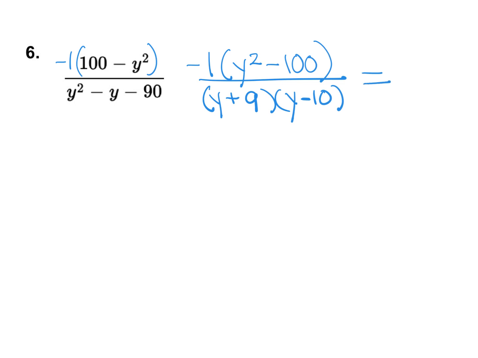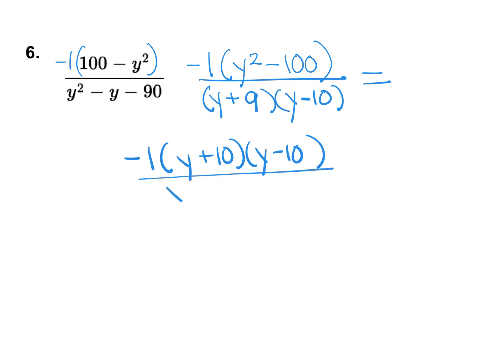All right, so let's go ahead and factor the top then. Remember, this is a square minus a square. So we have negative 1 times y plus 10 times y minus 10. Remember, it's when you've got the plus 10 and the minus 10 that get rid of those middle terms. And then you're going to have y plus 9 and y minus 10.